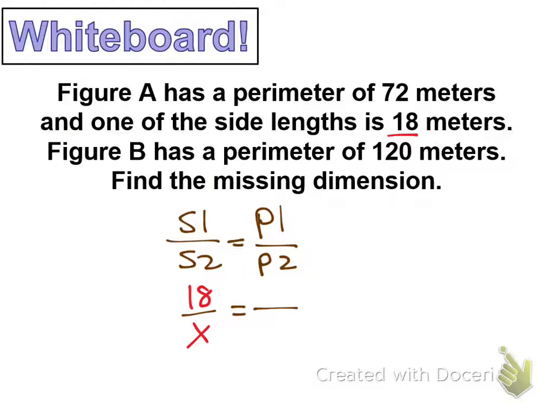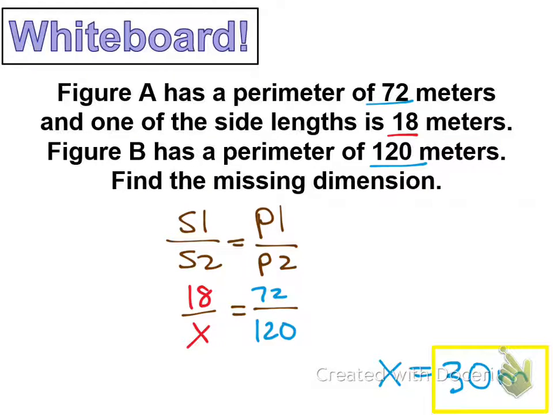And then the perimeter from the first shape, 72. And then the perimeter of the second shape is 120. Cross multiply, we end up with X or S, but that remaining side is 30 meters. 30 meters. Which makes sense.